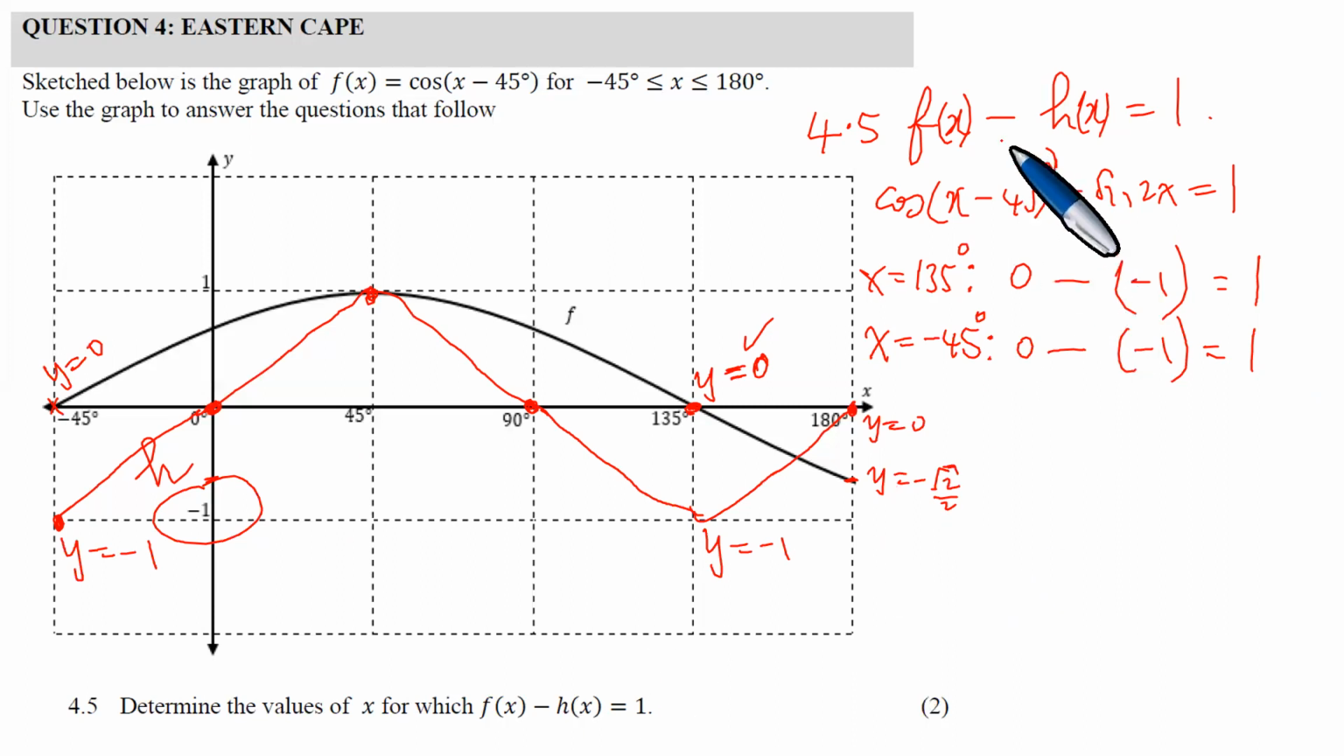But we're interested in where the difference is 1. So there are two values. One value of x is actually at -45 degrees, reading from left to right. And the other one is x equal to 135 degrees. And that is the answer for 2 marks.